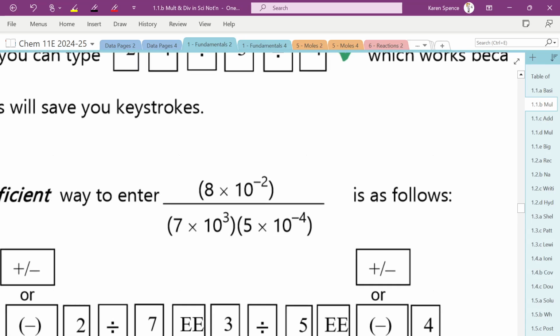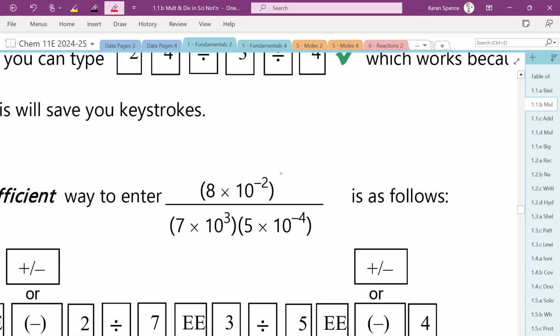So I would like you guys to try typing this in, and remember you're going to use the E or EXP or EE, and you're going to go divided by 7.3 times 10 to the 5 and divided by 5 times 10 to the negative 4. So give that one a try and see if you get the correct answer.